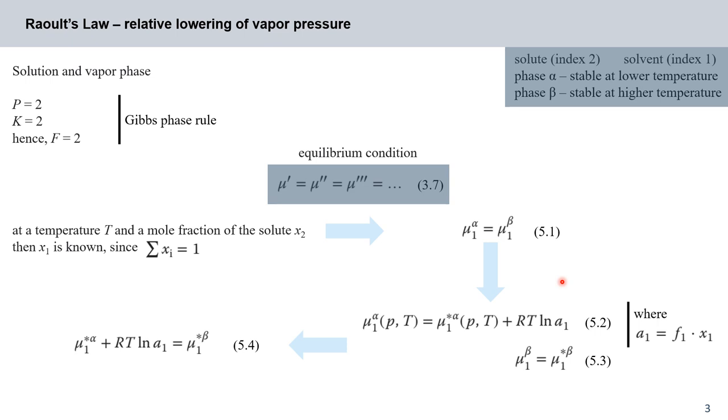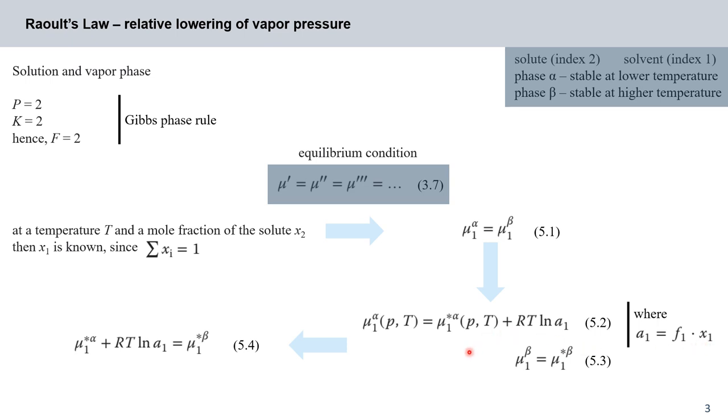Well, we know that the alpha phase, which is our solution, is a mixed phase. So that means the chemical potential of a solvent is lowered compared to that of a pure solvent, and it's lowered by the amount RT ln of f1 times x1, as we see here in equation 5.2. Now we assume a real solution in this case, and therefore we replace the mole fraction of a solvent by the activity a1, and a1 is f1 times x1.